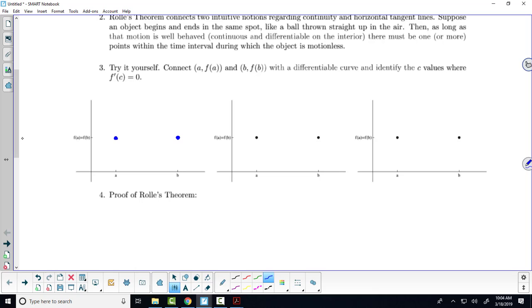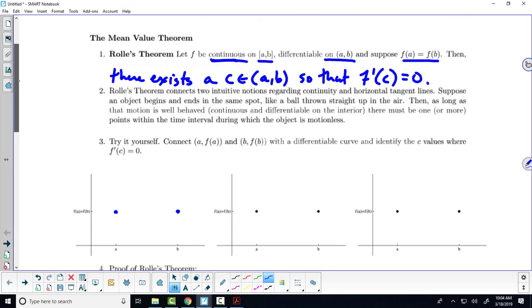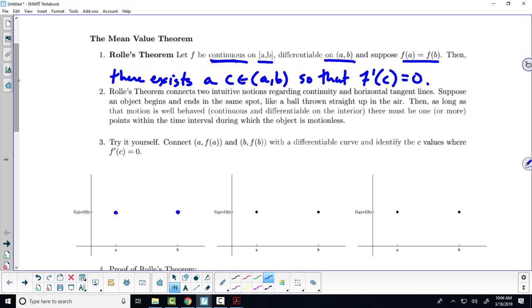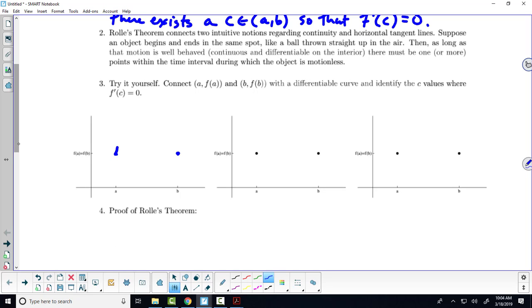Did it say at least one or only one? It said at least one. Yep, so be careful with those existence proofs. We don't usually say the phrase at least one, but when we say there exists something, it doesn't preclude there existing more than one. That's a really good point. For instance, if we connected the line like this, then notice we found two c values. Maybe we call this one c1 and this one c2. And that's where we have horizontal tangent lines.